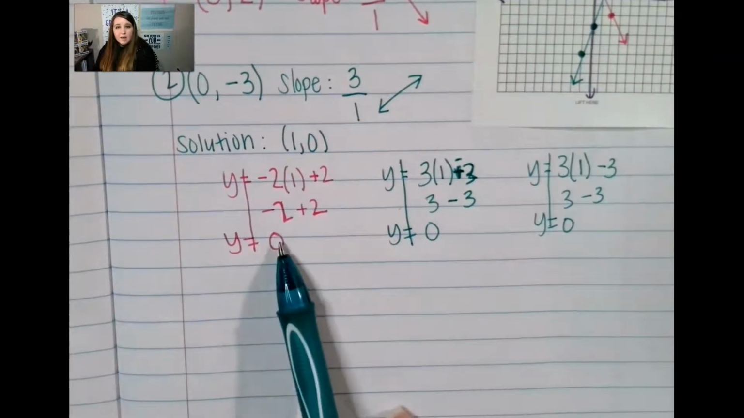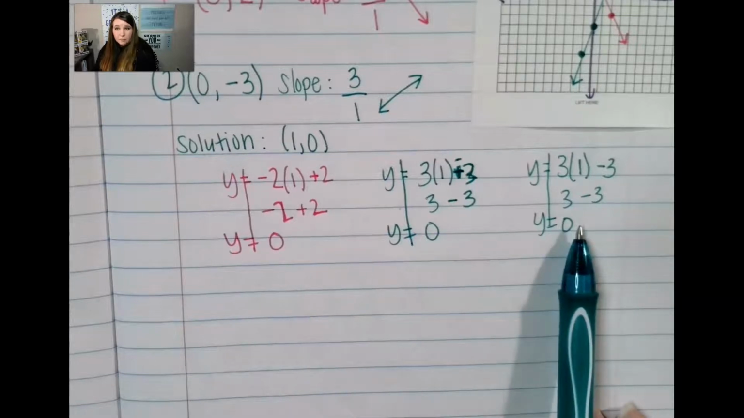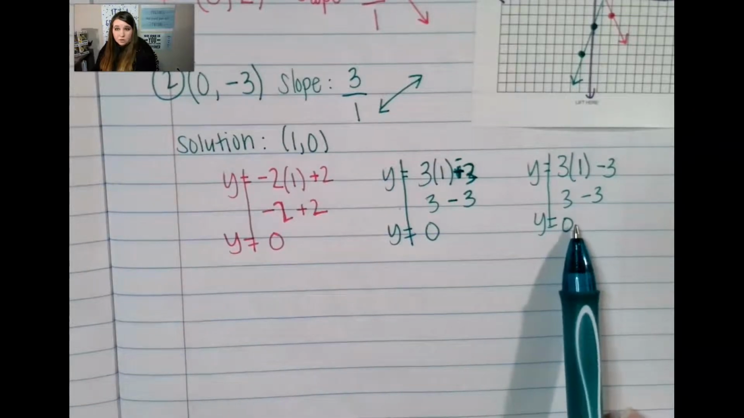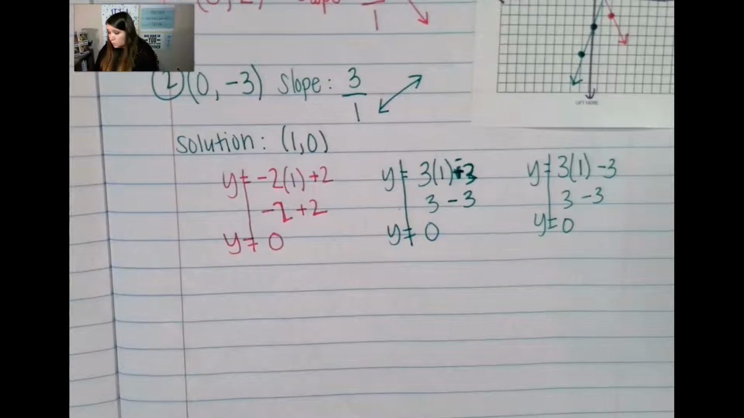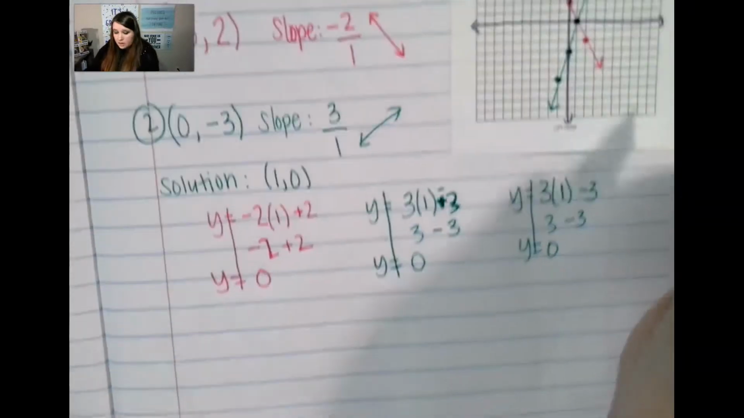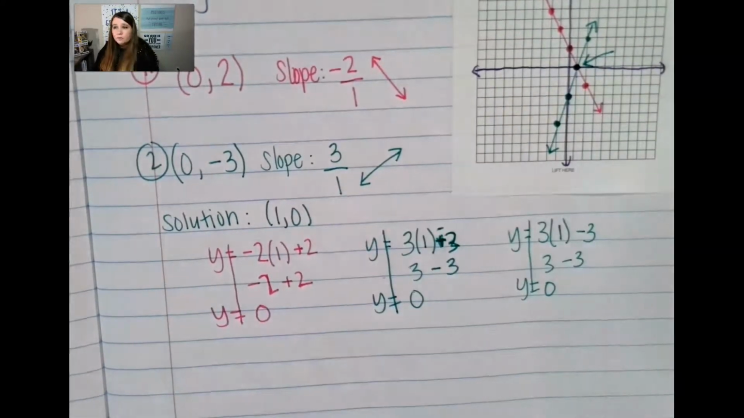Okay, and because now we have 0 and 0, you have a solution. They both equaled the same thing when x was 1. So the solution is 1, 0. And also you can see that right here in the graph. That's our solution, where they intersect.